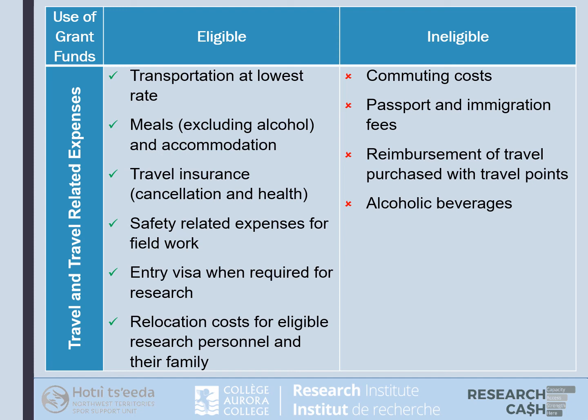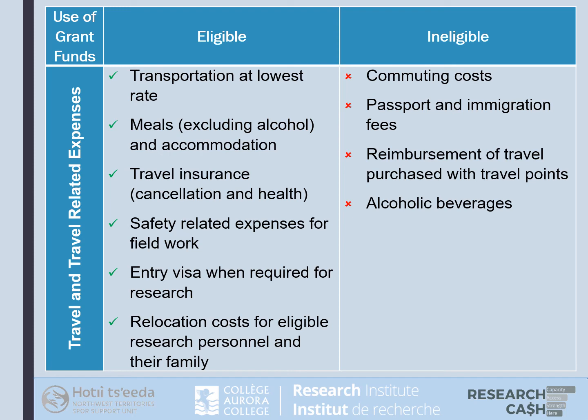The third directive is travel and travel-related expenses. Fairly straightforward, though we know that travel costs are much higher in the north. Transportation at the lowest rate, your meals and accommodation, no alcohol, travel insurance for cancellation or health purposes, eligible. Safety-related expenses for field work, so maybe you're hiring a bear monitor to come with you. Entry visa when required for research, relocation costs for eligible research personnel and their family. All of those are eligible use of grant funds under this directive.